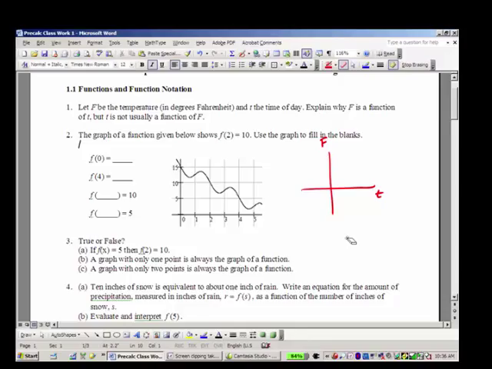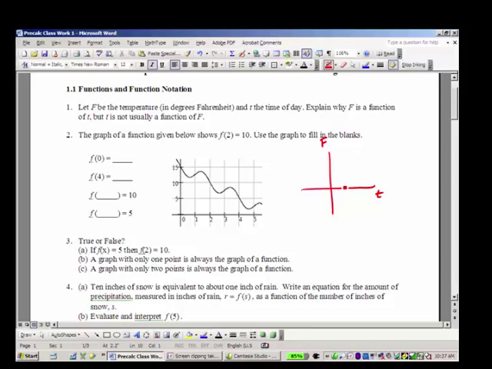So if we had the temperature as the input, like if we put 70 degrees in, we might get two outputs. We might get 8 o'clock and 3 o'clock. So that doesn't work. That's a tough concept. Do you want to ask a question on that? Are people all right with that?